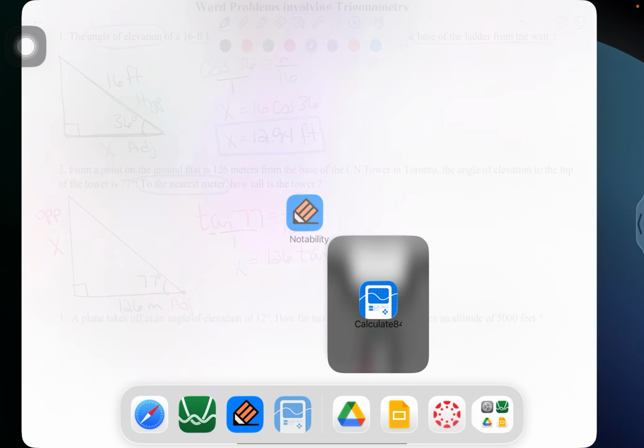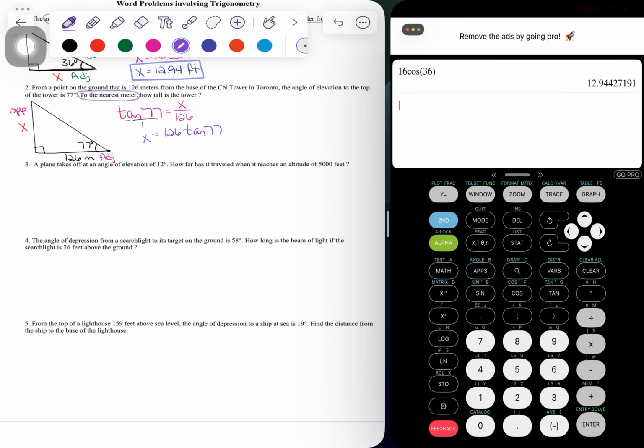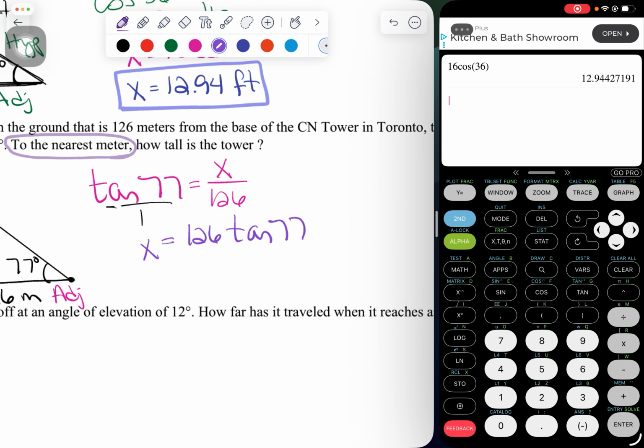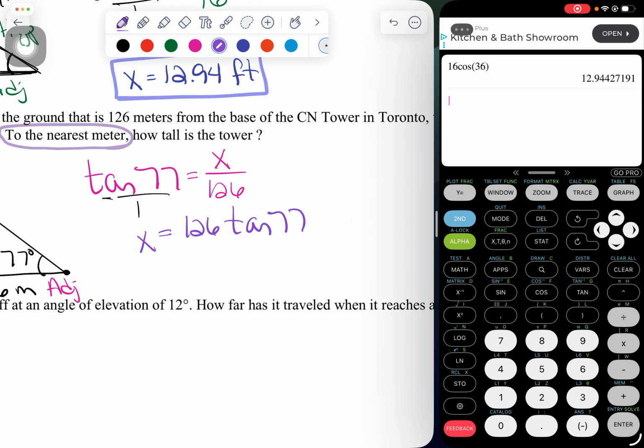Too far. I want to squish the calculator over a little bit, not completely get it off the screen. So 126 times the tangent of 77. Remember, tangent, sine, and cosine are right here in the middle of your calculator. Now, I know I had closed the calculator and reopened it, but the mode should not change just by doing that. You generally have to do a factory reset to make these calculators reset that hard.